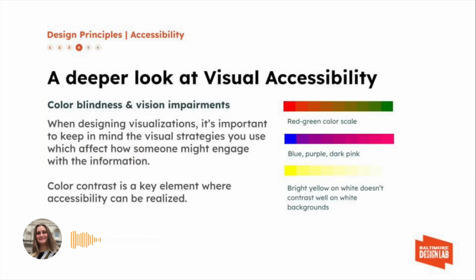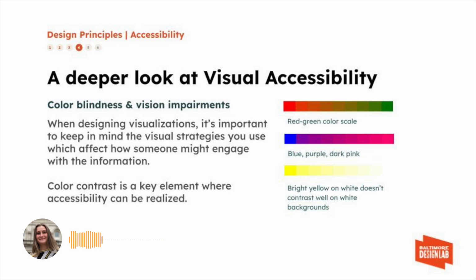So a deeper look into visual accessibility, colorblindness, and visual impairments. Color is a key element in visual accessibility. About 7.4% of the US population can't detect red or green or detect them differently. About 12 million adults over 40 have some sort of visual impairment and need corrective lenses. And then sleep related impairments affect 50 to 70 million Americans. So choosing colors that are accessible for all abilities is very important.